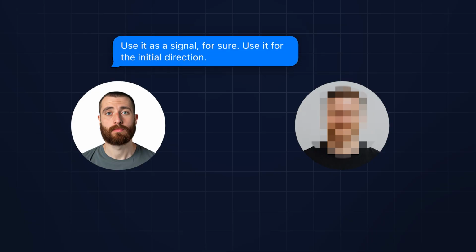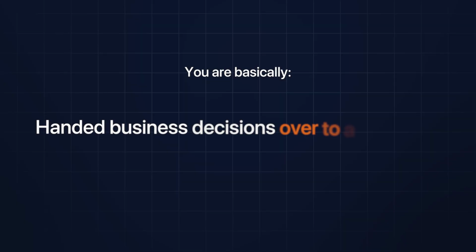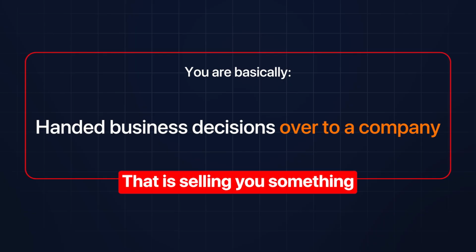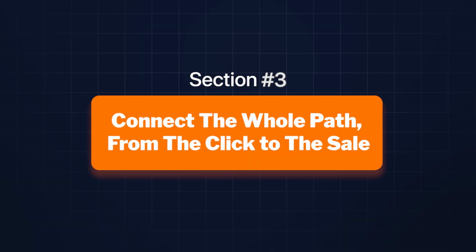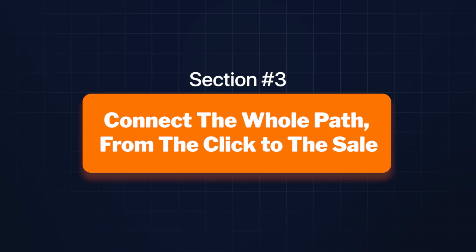Use it for the initial direction, but you never let the scorekeeper also be your referee. The second the platform's number is the only number that you make your actual decisions on, you have basically handed business decisions over to a company that is selling you something, in this case ads. So own your data and put it with any of the data that you're actually renting, so you own all of it.